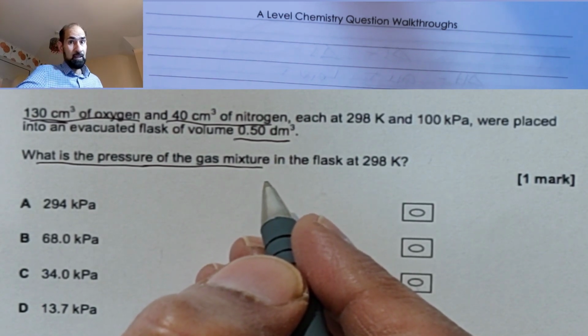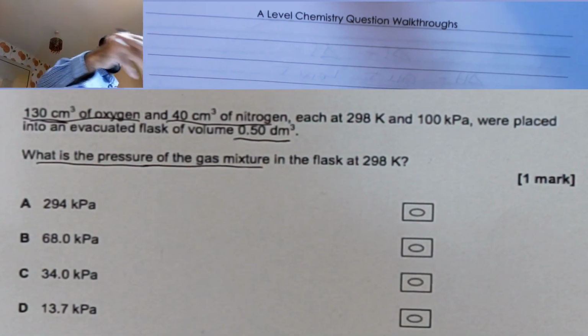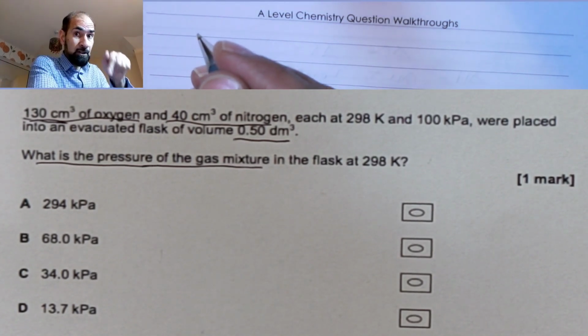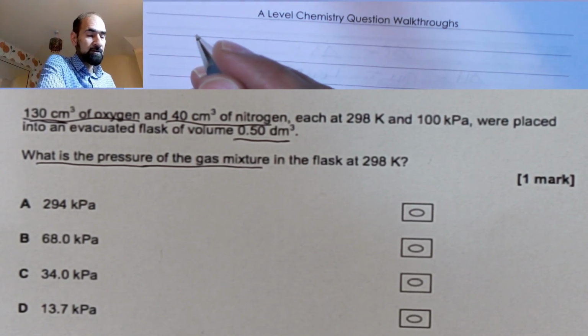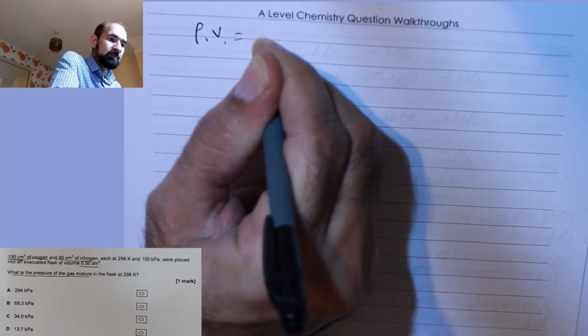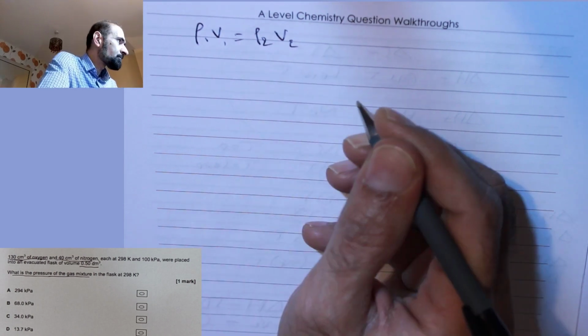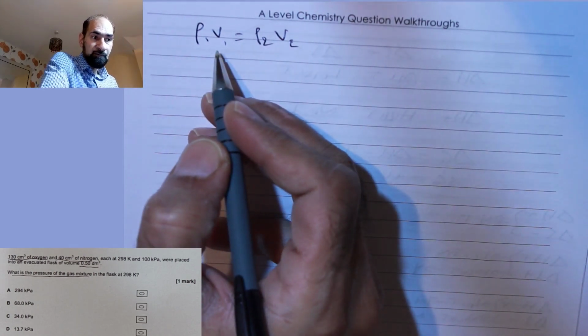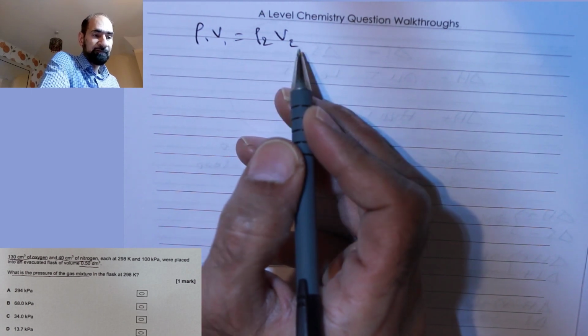Let me show you the quick method. Now, quick method and the background. If you want to know the background, jump to the relevant chapter. It's in my description below. So the quick method is P1 V1 equals P2 V2. So initial pressure times initial volume equals final pressure times final volume.